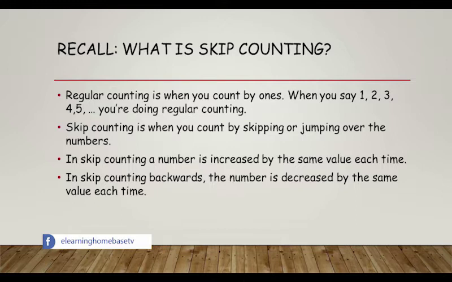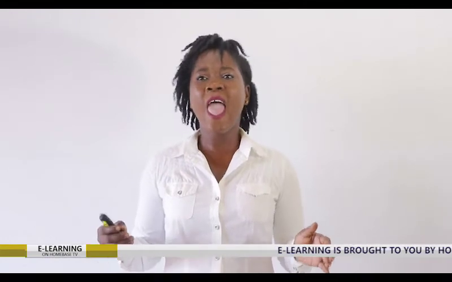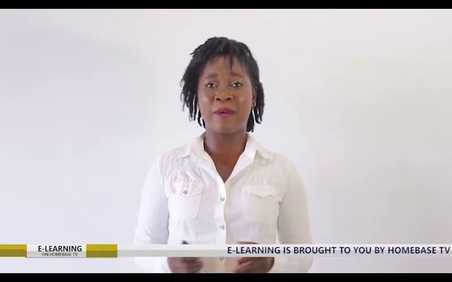3. In skip counting, a number is increased by the same value each time you count. 4. In skip counting backwards, the number is decreased by the same value each time you count. That is skip counting backwards. When we skip count by 2s, we count every other number.